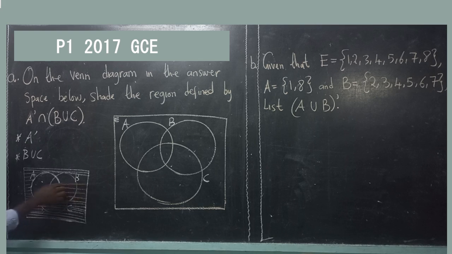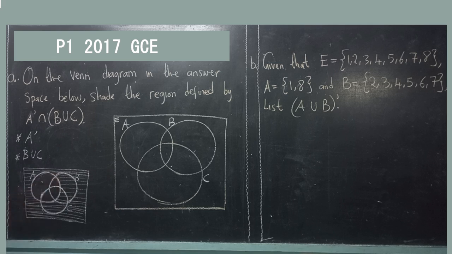Everything outside A. So that's everything outside A. We have our A over here. That's everything outside A. Our C is there. And our B is there. Now, let's shade B union C. B union C is here.